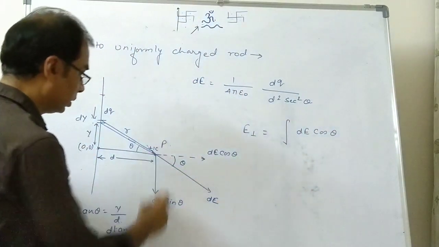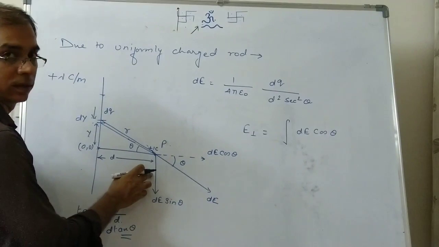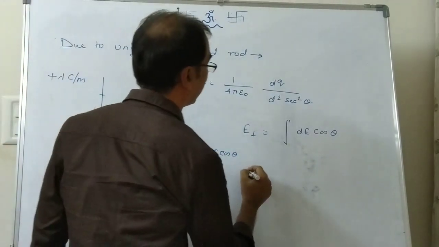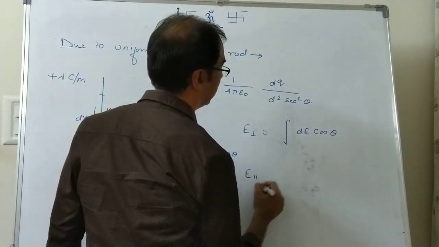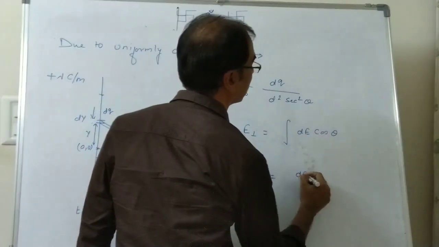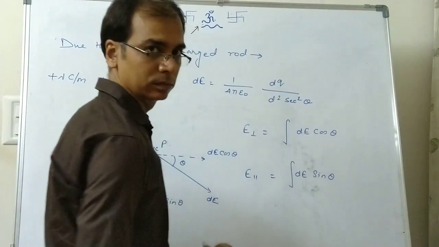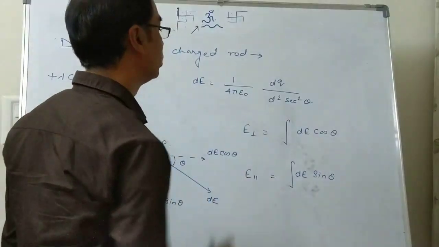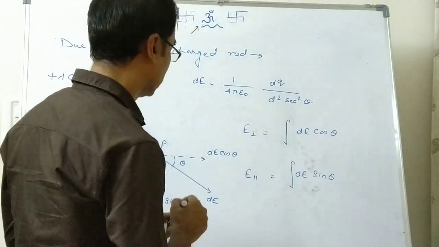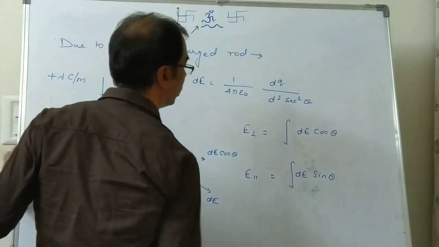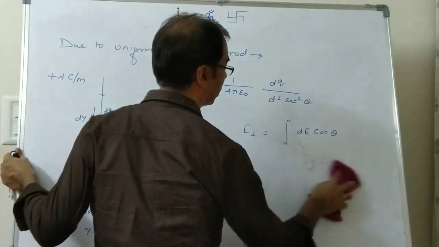Okay? And this one? This is parallel to the wire. So, you will be writing this as E parallel, E parallel equal to dE sin theta. Okay? Is it alright? Now, let's do integration one by one. So, this E parallel at the moment I am removing. First, we will do E perpendicular. Then, we will come back to E parallel.